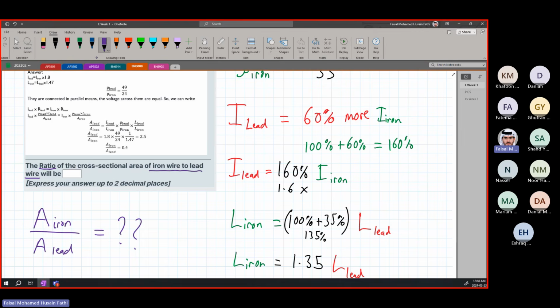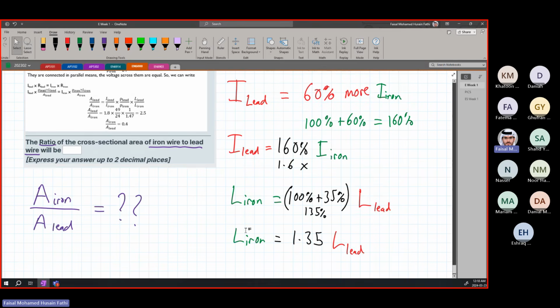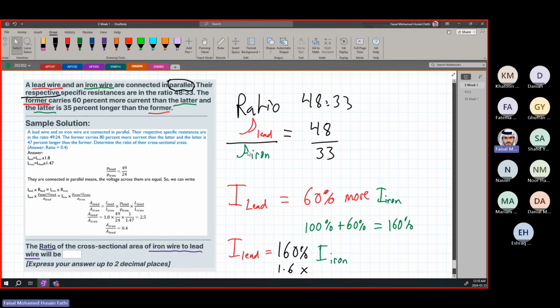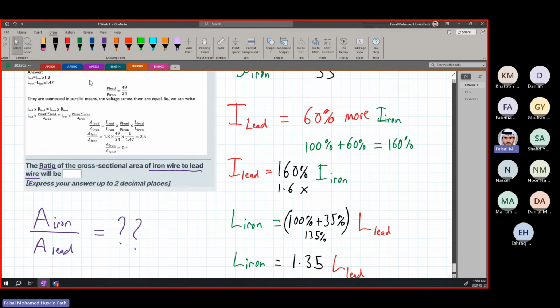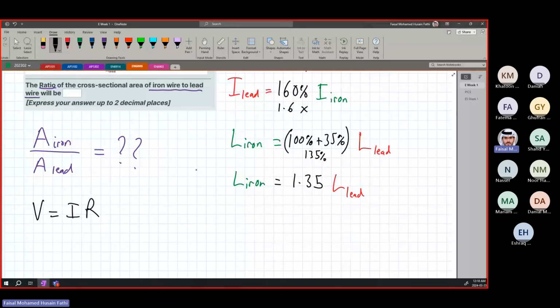The ratio of iron wire to the lead wire. So it has to be in this order. Iron first, then the lead. Again, the application is going to be very similar. They're connected in parallel, so we can use V equal IR. We can apply this, where we know that the voltage is the same. So the voltage of iron is equal to the voltage of lead.